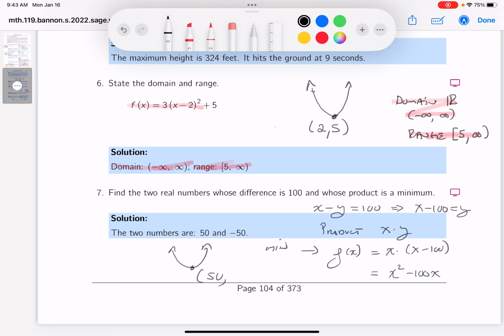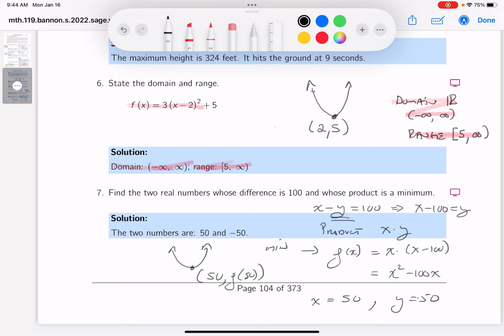And what would the y be there? I'm sorry, the function be there? F of 50. All right, did I find x? You did. It's 50. Do you know what y is? Y also has to be 50. All right, but I'm not saying the function evaluates to that. But anyway, the two numbers are 50 and minus 50. I'm sorry about that.